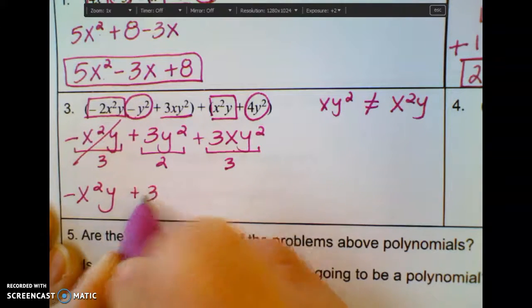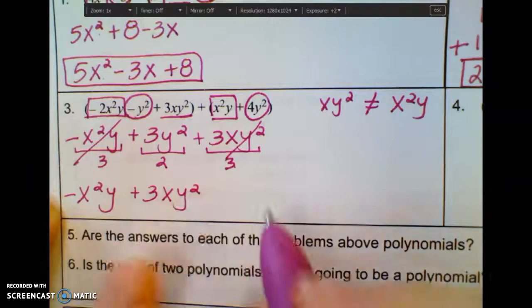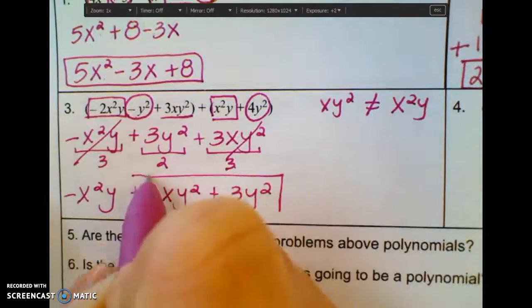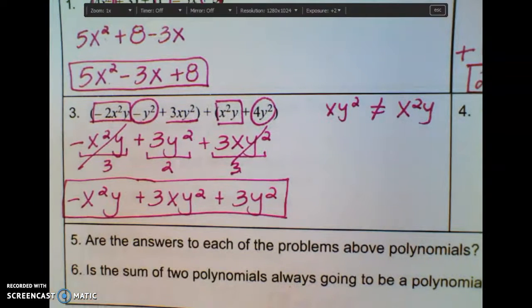Now we're going to write our 3xy squared because it also has a degree of 3. Lastly, we've got 3y squared. Okay? I want you to go ahead and try number 4 on your own, and then start the video back and check it with me.